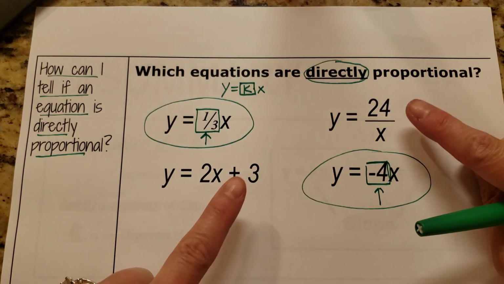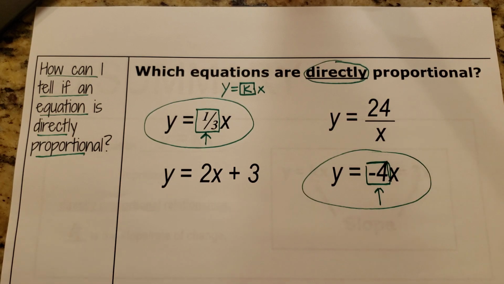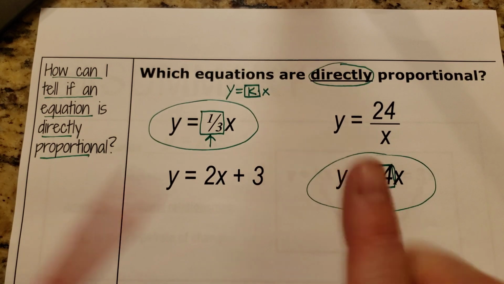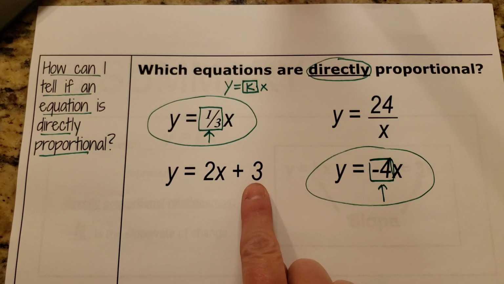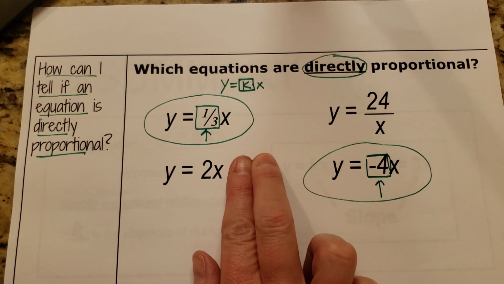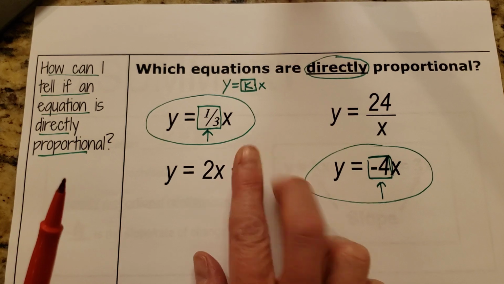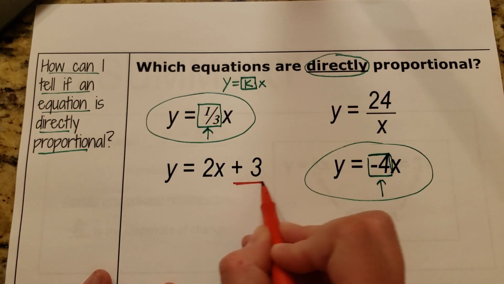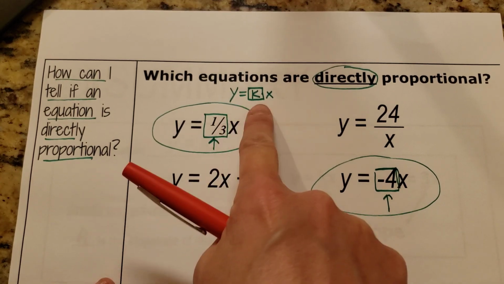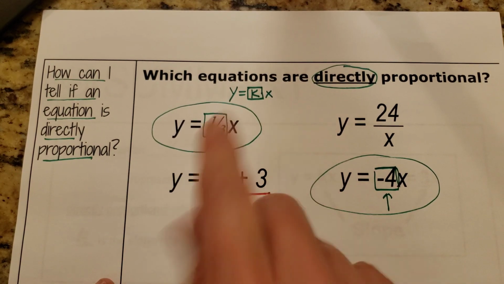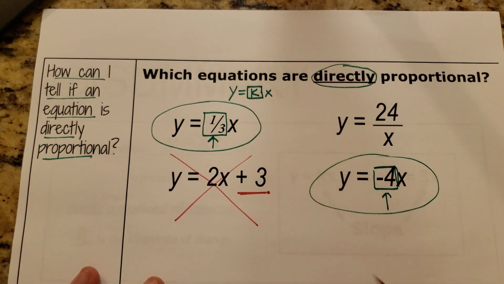Why are these two not directly proportional? Well, do you see right here? This would be directly proportional if this were a 0. If we were covering this up, now it's directly proportional. But being that there's a +3, that makes it not directly proportional. When we look at this form, we can't have anything added or subtracted to it. So this one is not directly proportional.